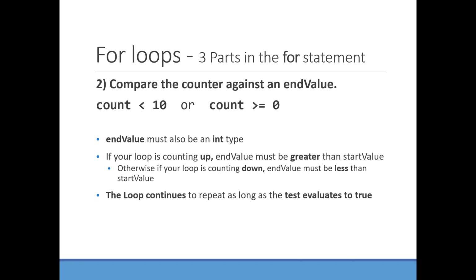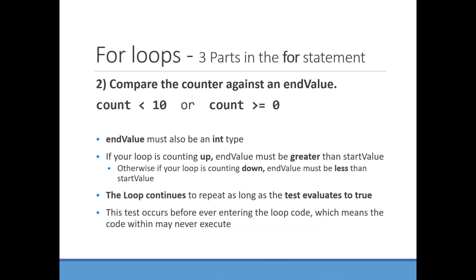So the loop's going to continue to repeat as long as that test evaluates to true. So it's just like an if statement. It'll execute the code inside if the condition is true. A for loop is the same thing. It will execute the code inside as long as the test condition is true.